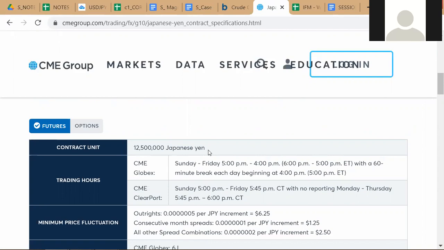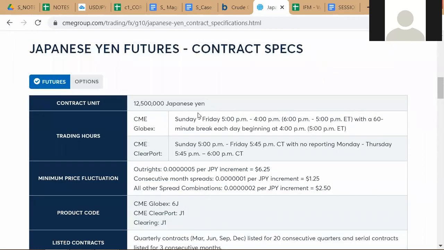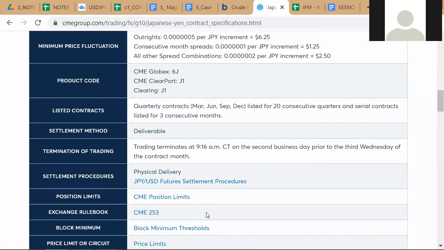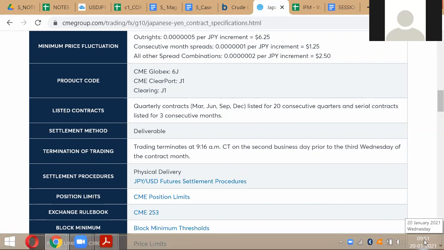Okay, exchange traded market, therefore very standardized contract terms. Every contract is this many Japanese yen, and the base currency is Japanese yen. Now look at settlement method, termination of trading. You see this? Trading terminates at 9:16 Central Time. Central Time means it's Chicago, 1 hour behind New York, which is Eastern Standard Time, referred to as ET or EST. It terminates on the second business day prior to the third Wednesday of the contract month. So the way you do that is second business day prior to the third Wednesday of the contract month.